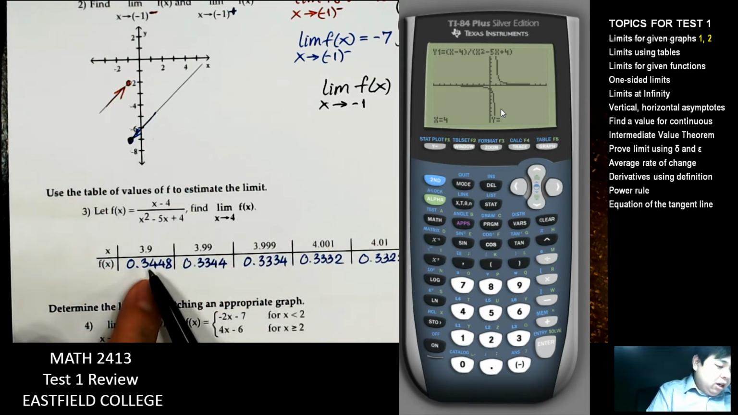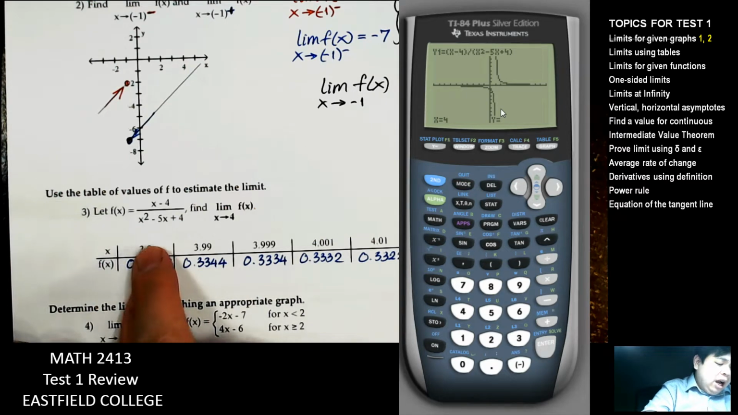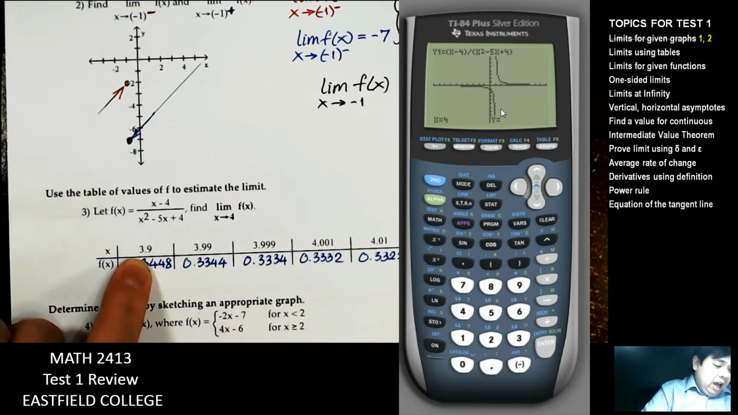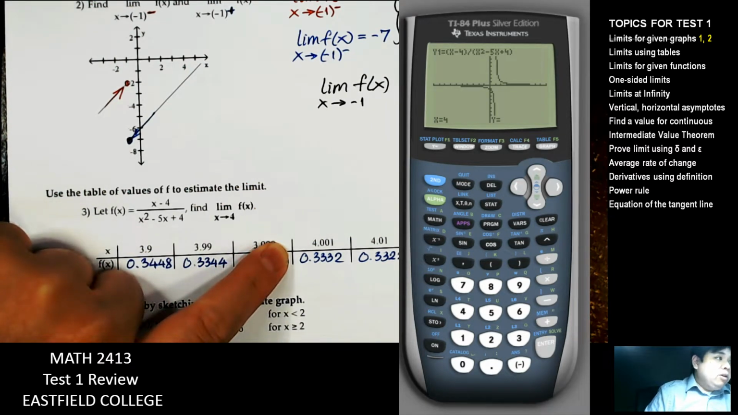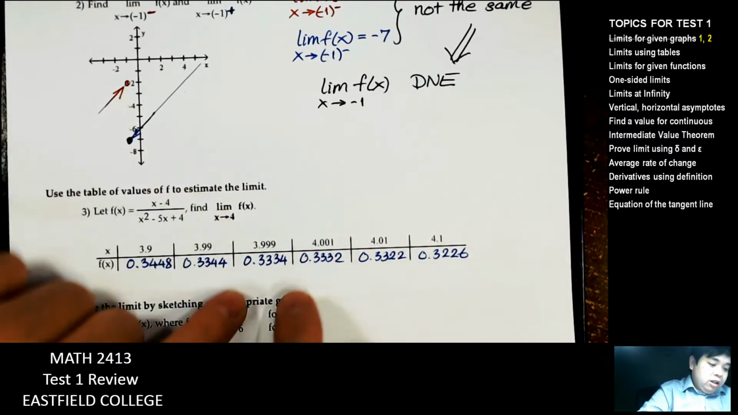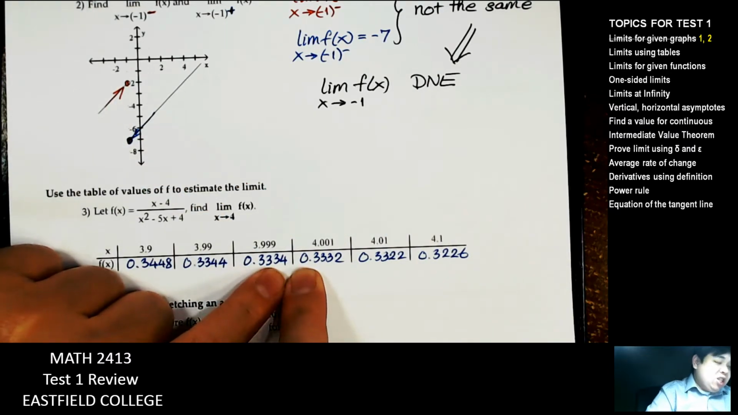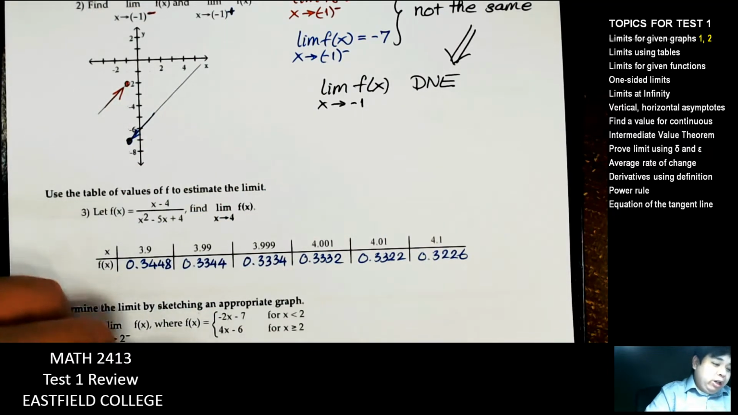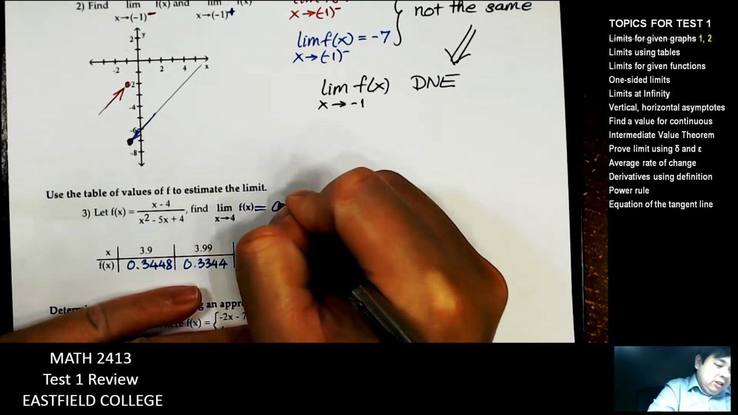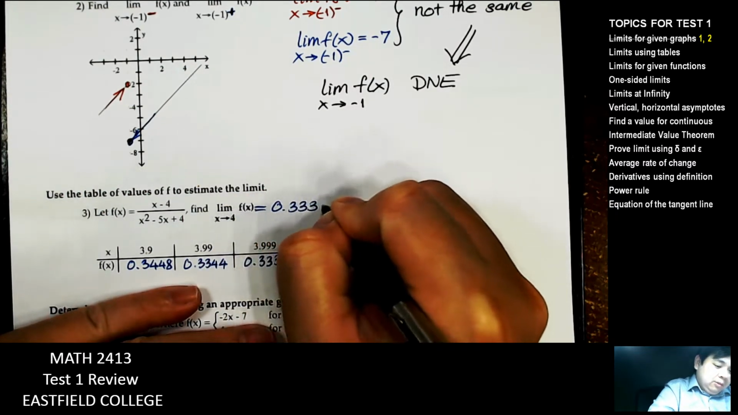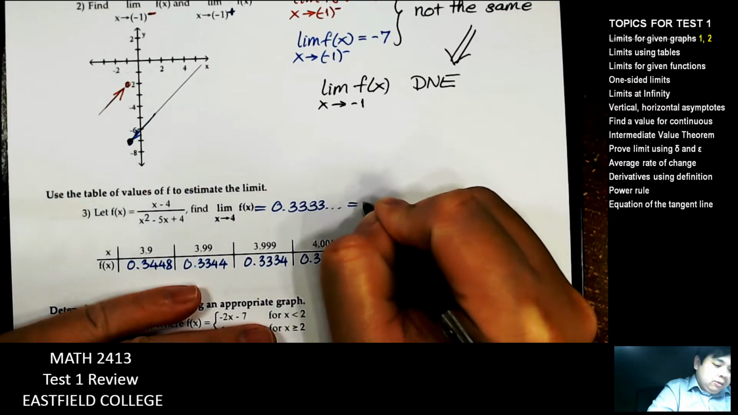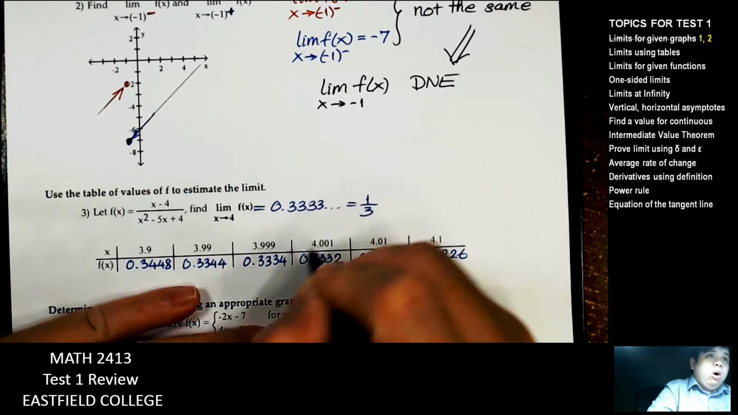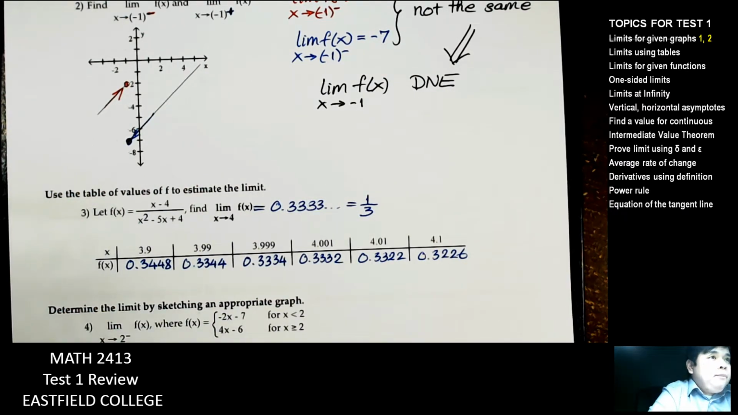We see the pattern of x, the pattern of y at x going to 4 in the middle. On both sides, the y values go to like 0.3333, I would say, which is about 1 over 3. Right, so that is the limit using the table.